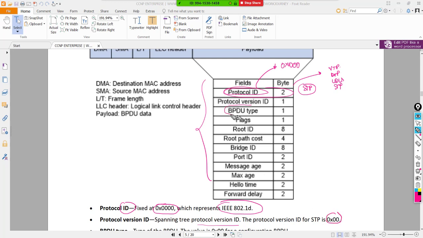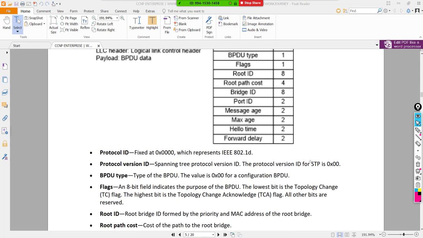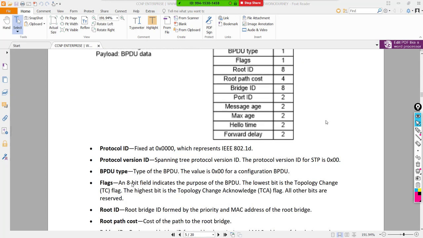Okay, it's going to have the BPDU type. I said there are two BPDU types: one is configuration BPDU and one is TCN BPDU. It's going to contain flags. What is a flag? It consists of 1 byte. Now let me tell you what is byte and bit. 1 byte equals 8 bits. So this table is in byte units, and whatever I have written is in bit units. So don't get confused. If I'm talking about flag 1 byte, that is equivalent to 8 bits.